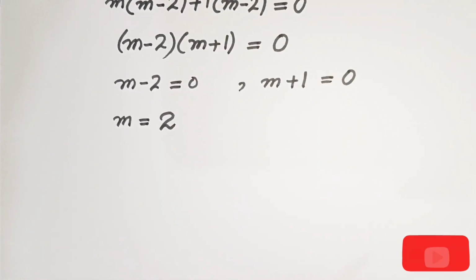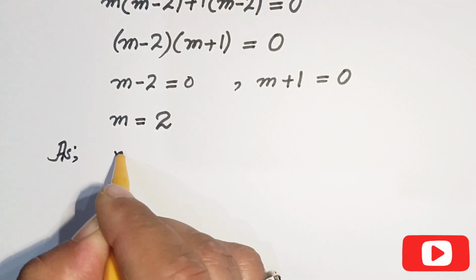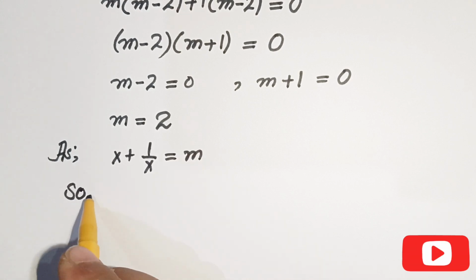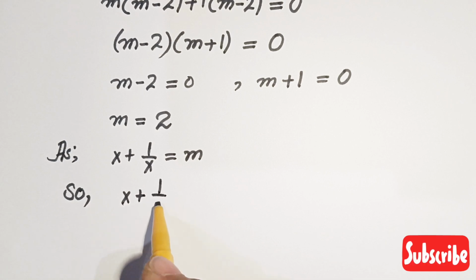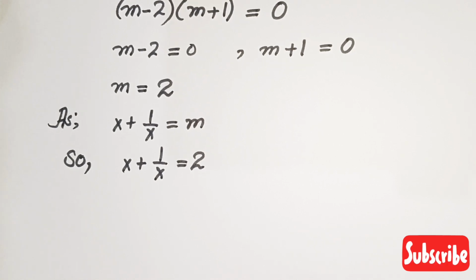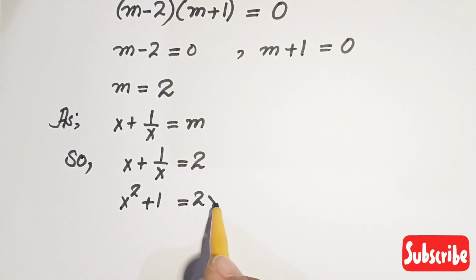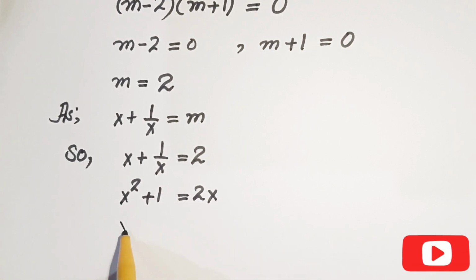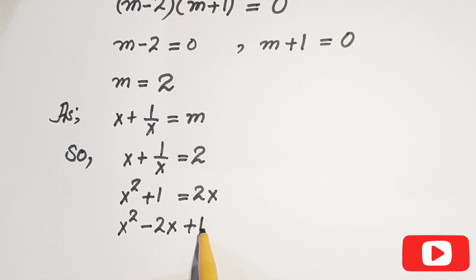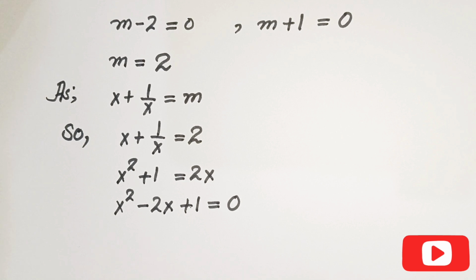So putting the value of m, we get x plus 1 over x is equal to m. So here x plus 1 over x will be equal to 2. Now multiplying x with each term, we get x squared plus 1 is equal to 2 times x. Now shifting this 2x to our left hand side, we get x squared minus 2x plus 1 is equal to 0. Now we can solve this x squared minus 2x plus 1.